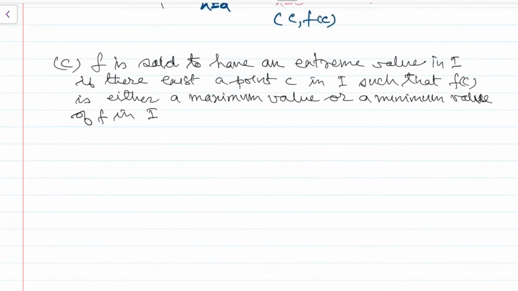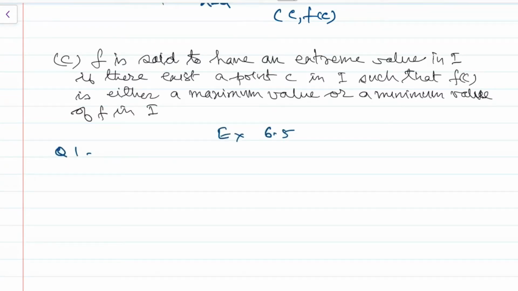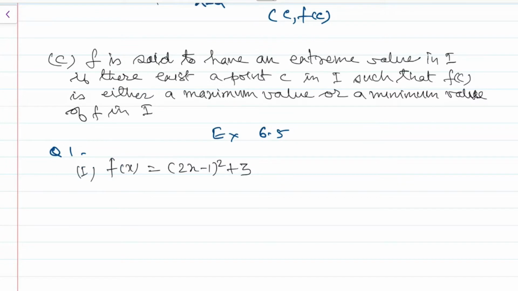Similarly, f is said to have an extreme value in I if there exists a point c in I such that f(c) is either the maximum or minimum value in I. Now let us solve some questions based on these definitions. Find the maximum and minimum values, if any, of the following function given by f(x) = (2x - 1)^2 + 3.